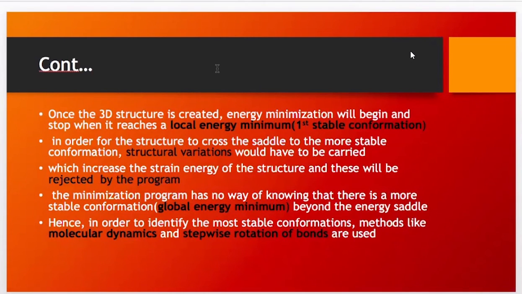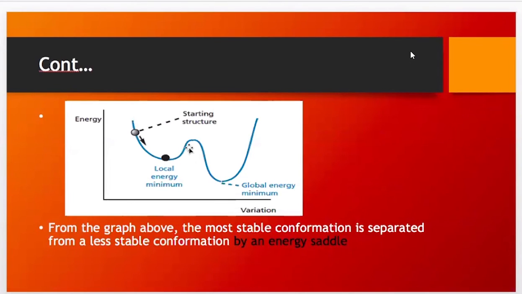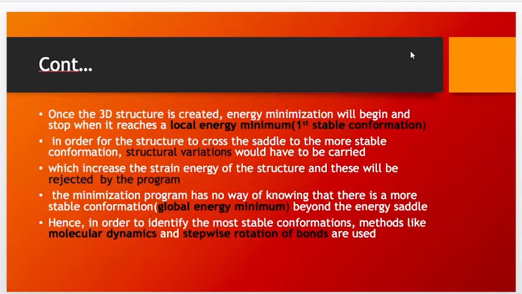I've explained all this. That's a limitation with energy minimization programs: you cannot obtain the most stable conformation of your structure because of the presence of that barrier, the saddle, which is here. Because of that, there are other methods. We did talk about trying to analyze the conformation of compounds, so there are other methods that can help identify the most stable conformations.